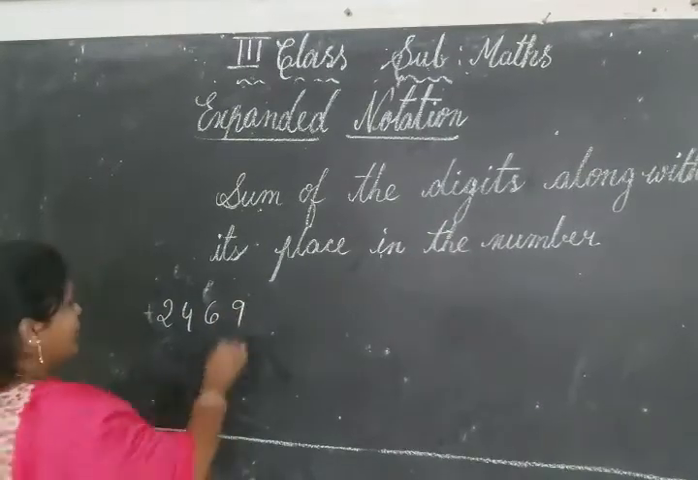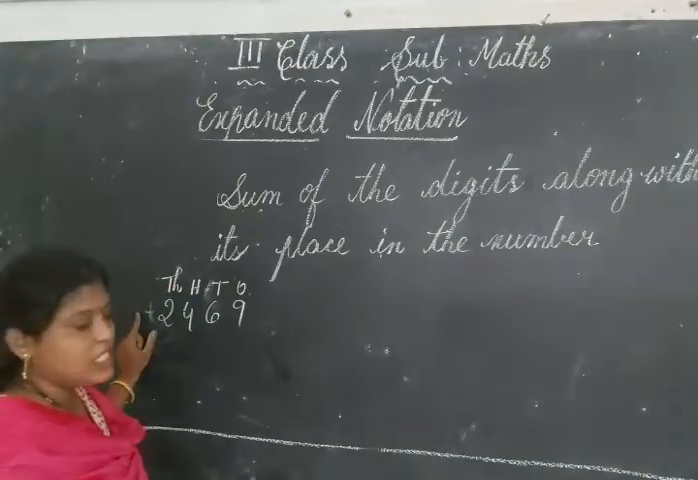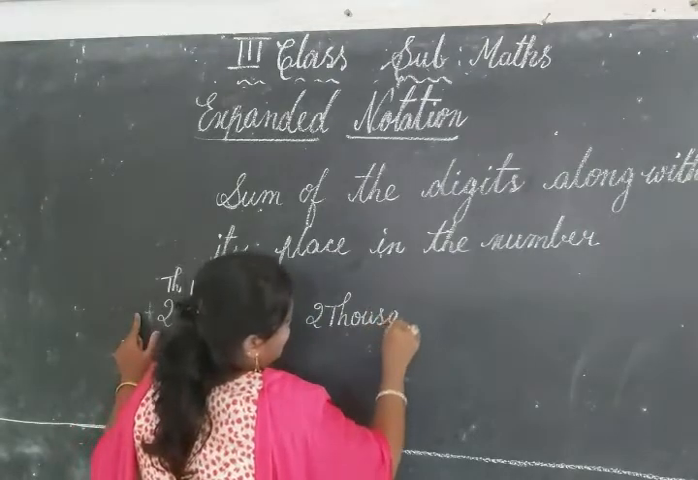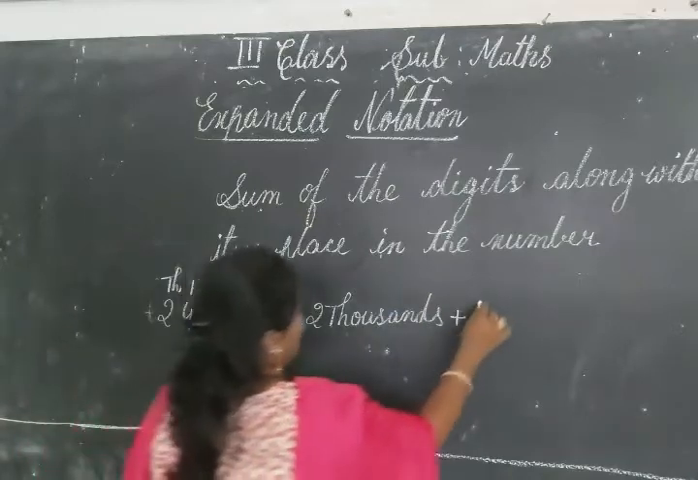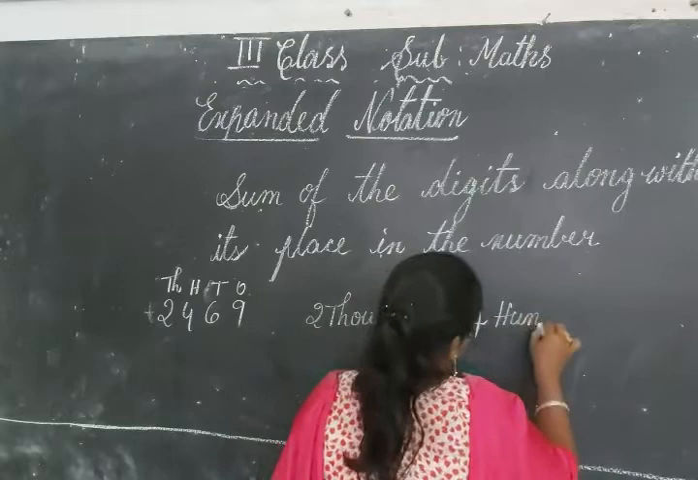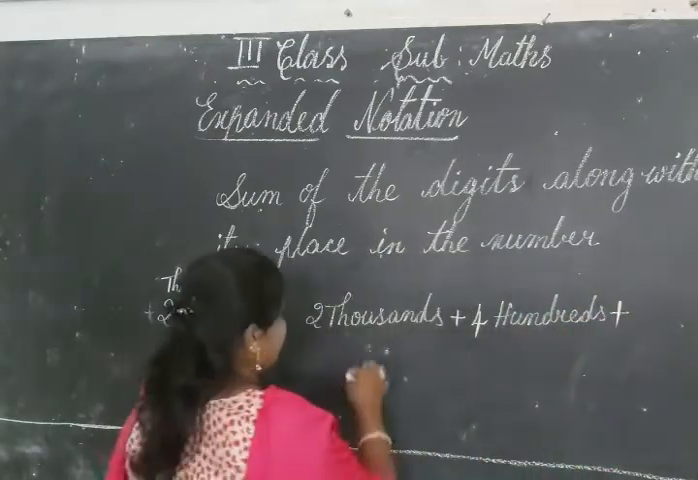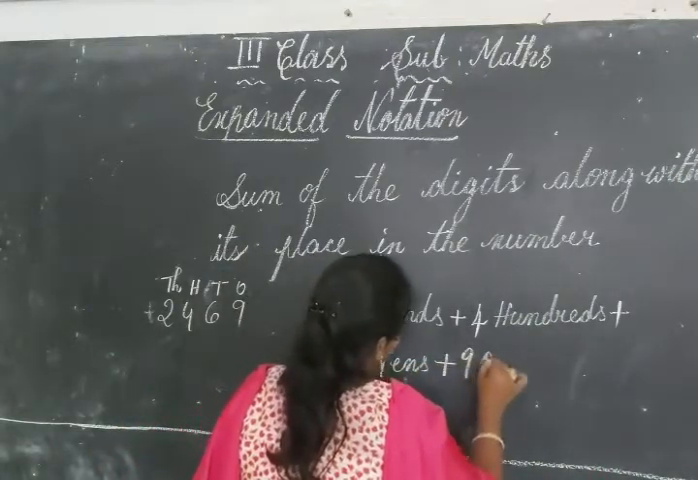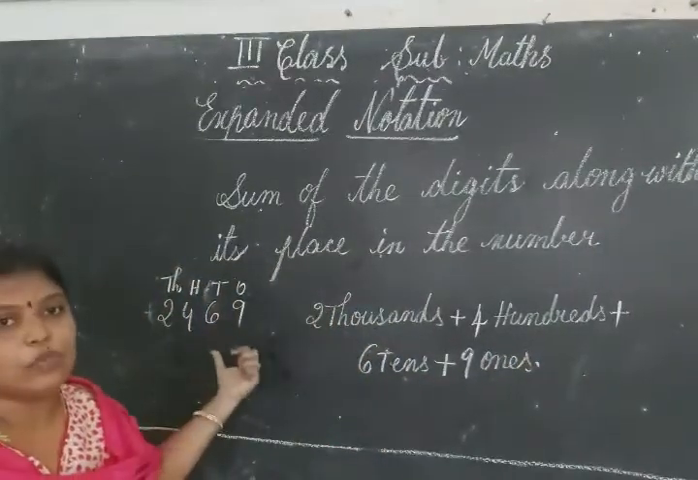Let's see this for the number 2469. So here 2 is in thousands place. So write how many thousands are there? 2. So write 2 thousands plus 4. How many hundreds are there? 4. So write 4 hundreds. And how many tens? 6 tens plus 9 ones. So we can write the expanded notation in this way also.